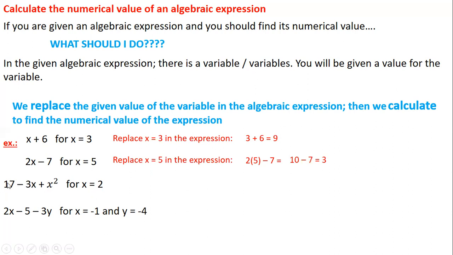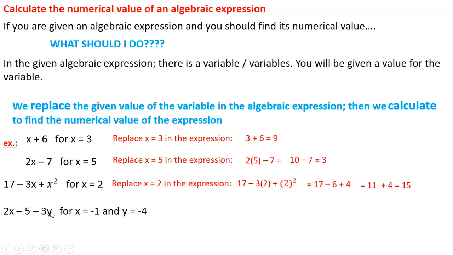In this expression, 17 minus 3x plus x squared for x equal 2. So this x, I should replace it by 2 in between parentheses because it is multiplied by 3. And this x, I should also replace it by 2. So let's replace x in the expression by 2. So I will write 17 minus 3 into 2 because it is multiplied by the variable x. And in place of this x, I write 2 squared. Now let's calculate. 3 times 2 is 6 and 2 squared is 4. Now 17 minus 6 is 11 plus 4 is 15.